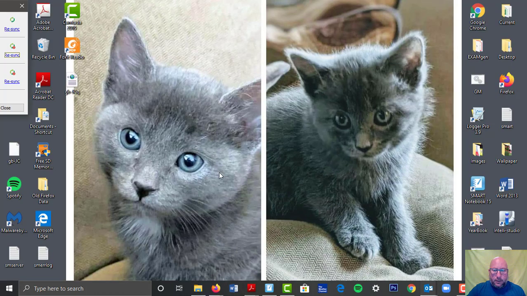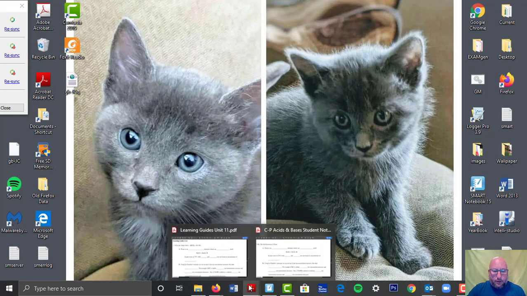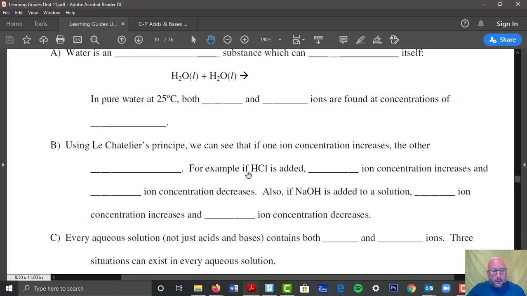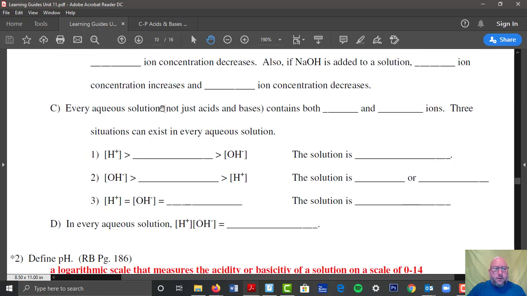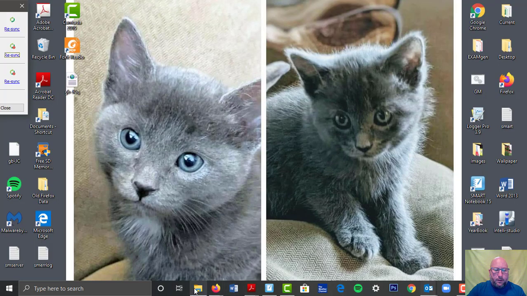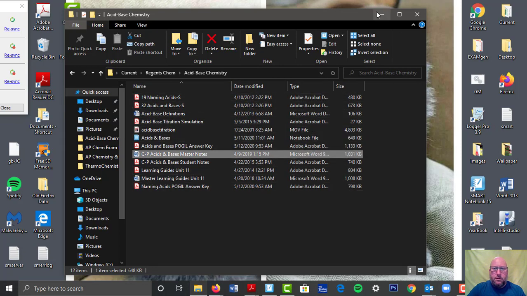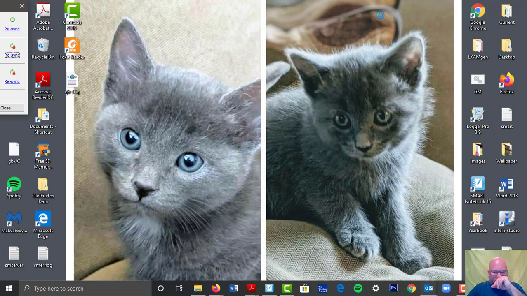So if I go back to my notes, if you're looking at my screen, those are our new COVID kitties that we got the other day. So every aqueous solution, not just acids and bases, contain both hydronium and hydroxide ions. In fact, what I'm going to do here is I'm going to open up these notes so that I can show you what it looks like filled in.